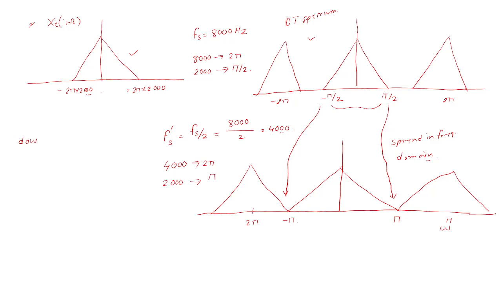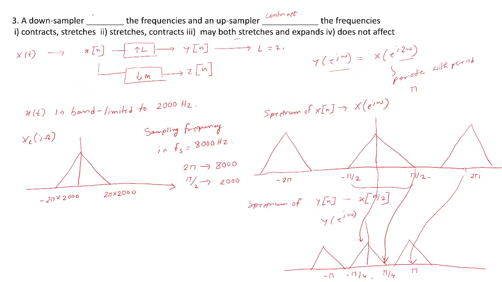Therefore we can say downsampling leads to spreading of frequency spectrum. Therefore the blank will be covered with contracts. Oh, sorry, not contract, it should be stretched. Let me correct myself. Downsampler stretches the frequency. Therefore the answer is going to be the second option.